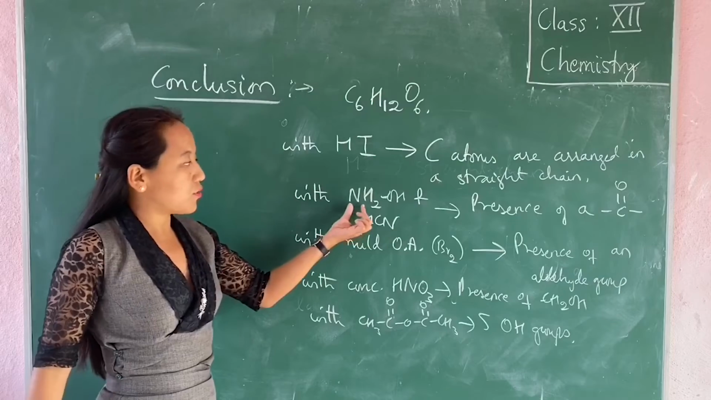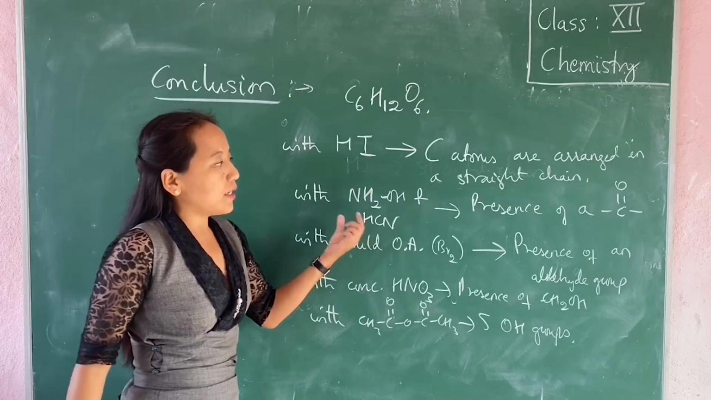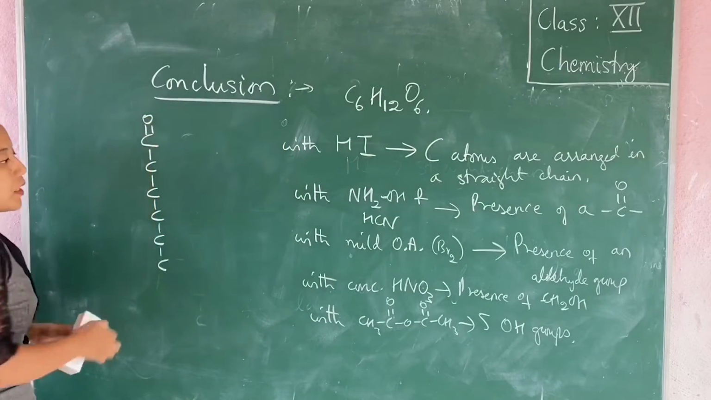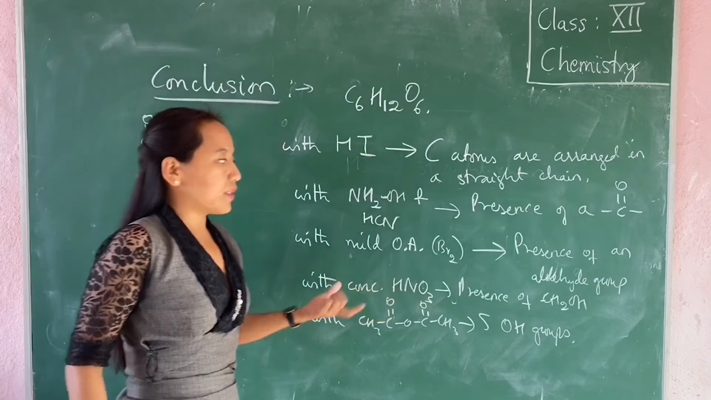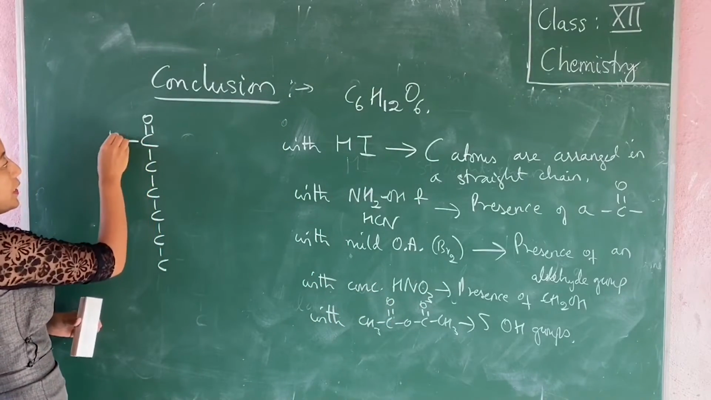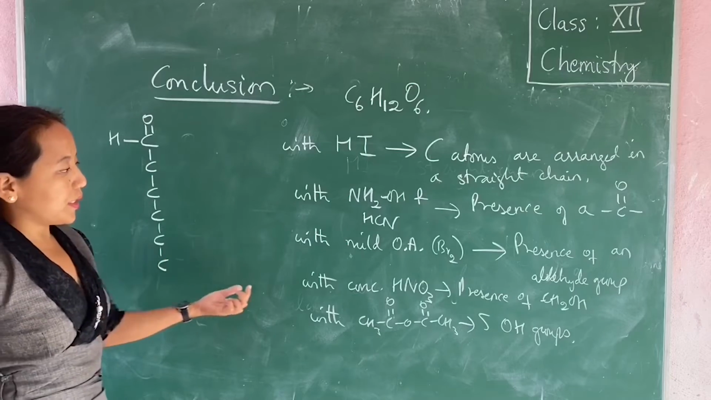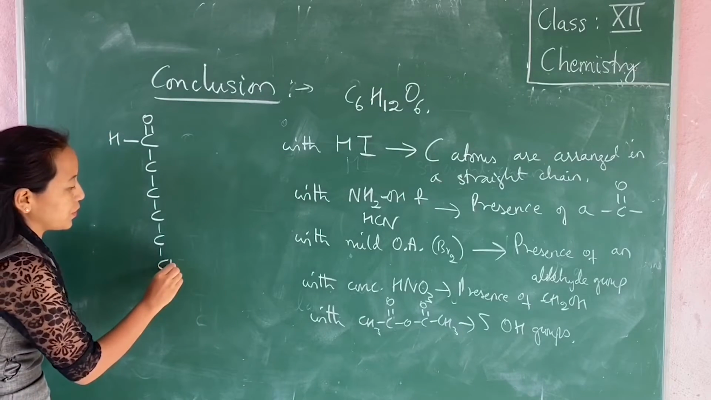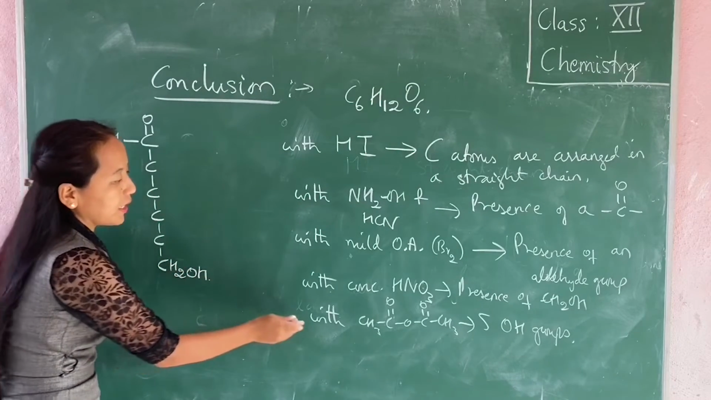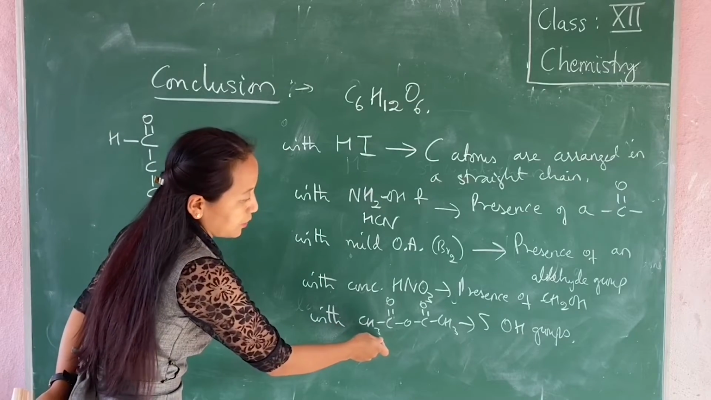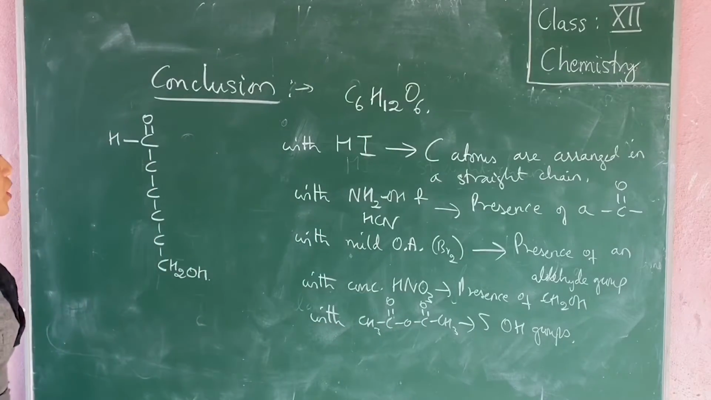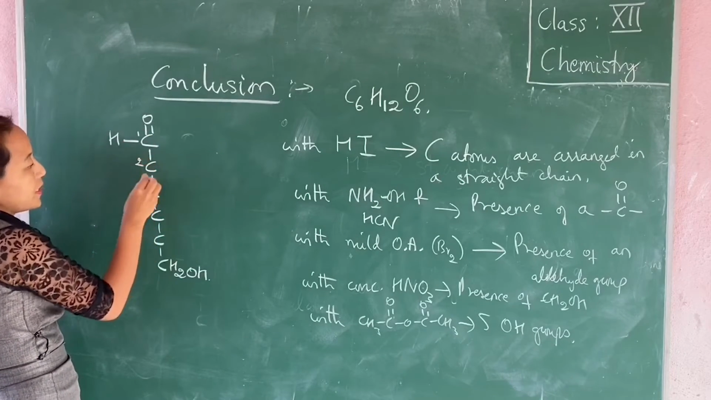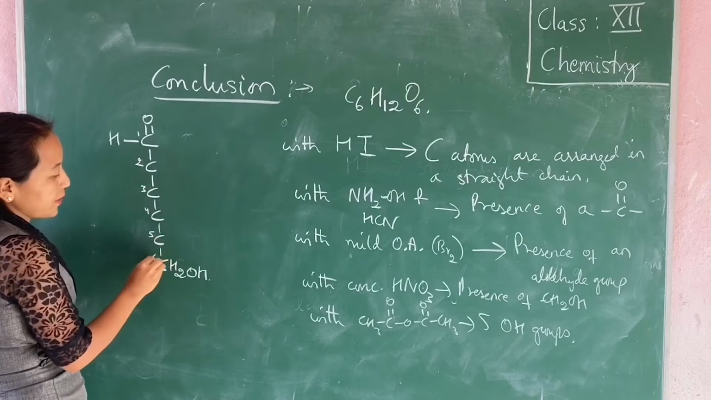Then reaction with hydroxylamine and hydrogen cyanide confirmed the presence of a carbonyl group, that is C double bond O, and reaction with mild oxidizing agent confirms that the carbonyl group is an aldehyde. Now the reaction with concentrated nitric acid shows the presence of a primary alcohol, which is on the 6th carbon atom. And then reaction with acetic anhydride confirmed the presence of 5 OH groups. So you need to remember the position of the OH groups. This is the first, second, third, fourth, fifth, and the 6th carbon atom.